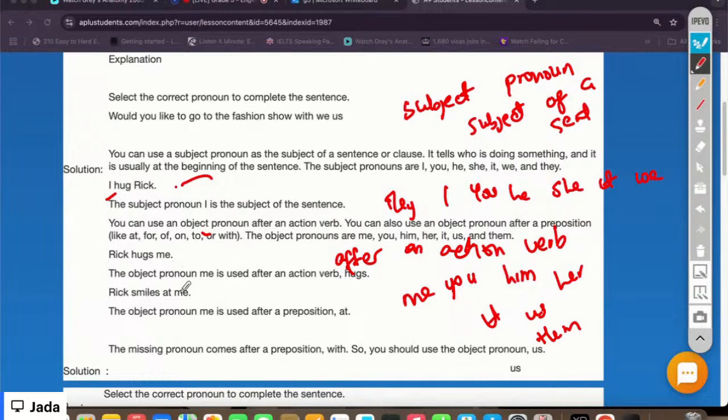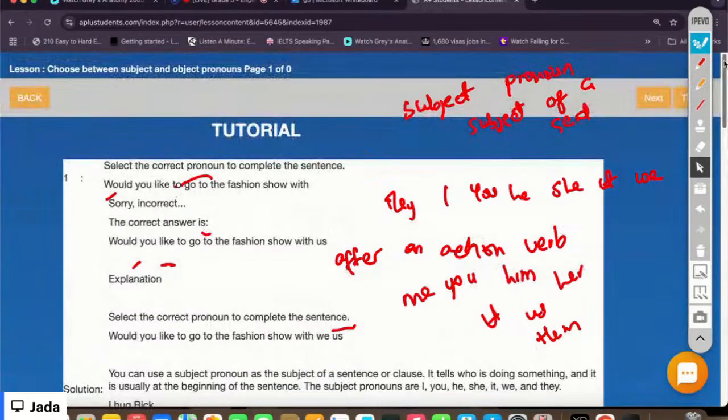So, Rick hugs me. The action verb here is what? Hugs. That's why we have me after the action verb. Rick smiles at me. Now the object pronoun is used after the preposition at. So you can see the difference between the subject pronoun and object pronoun. Subject is at the beginning, while the object is after the preposition or the action verb. All right, so let's look at some examples.